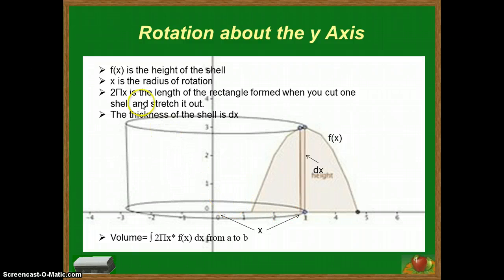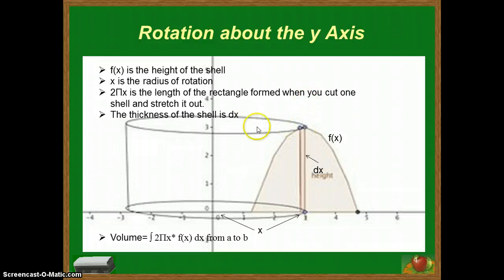2 pi x: if I took this shell, this is a ring, just like one wrap of paper towels, and I cut it so I could stretch it out into a rectangle, then 2 pi x would be the length of the rectangle formed when you cut one shell and stretch it out. x being the radius of rotation, 2 pi x is 2 pi r, the circumference of a circle. And of course, dx would be the thickness of each shell.